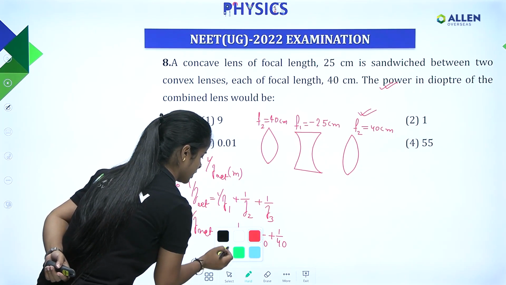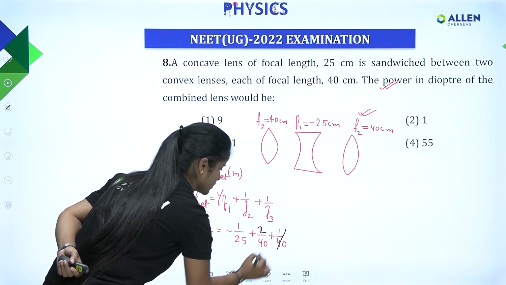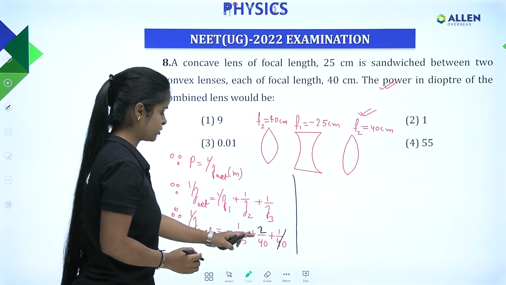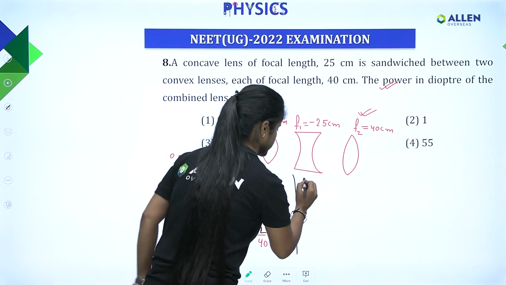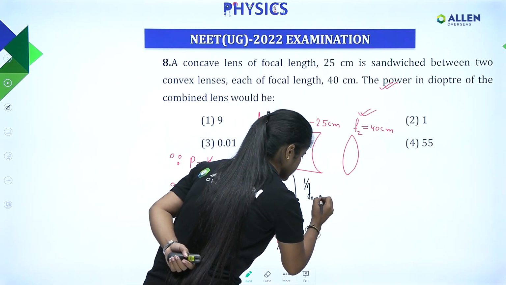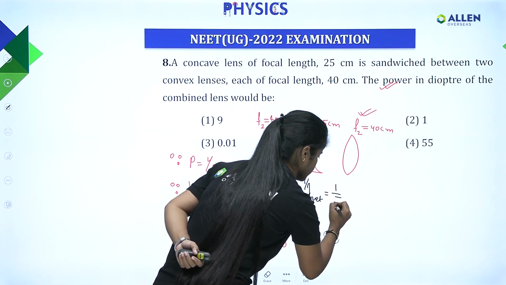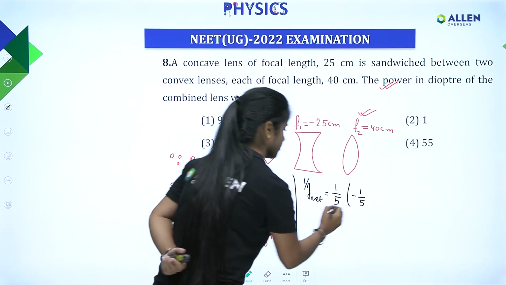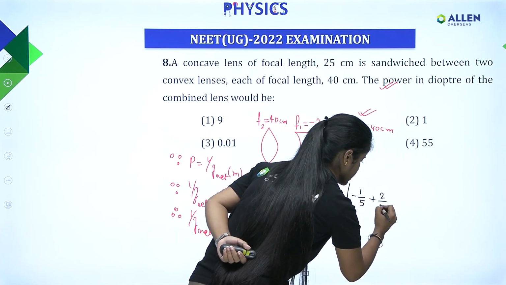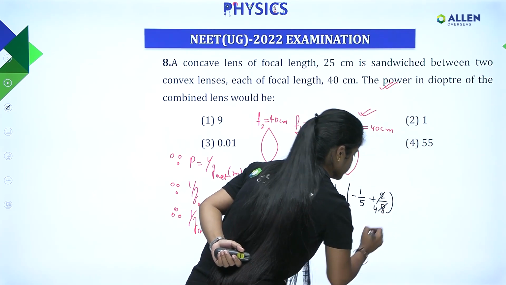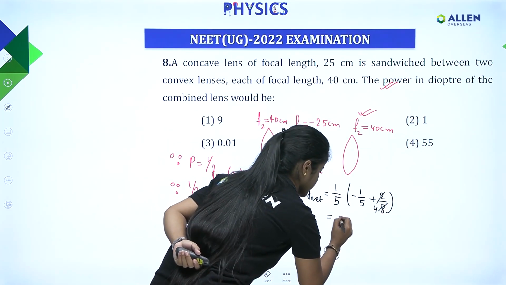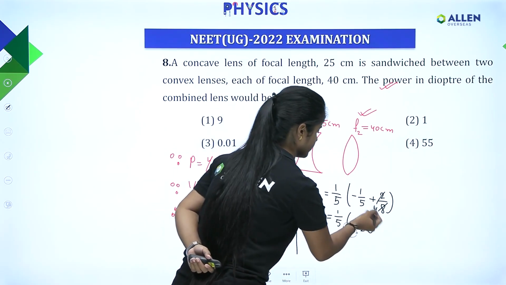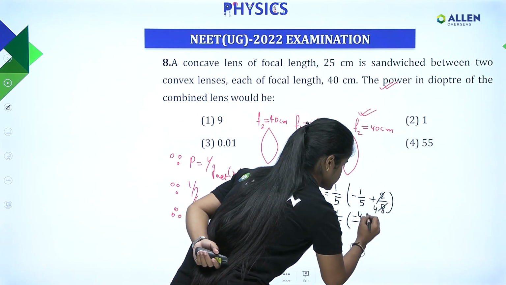So, in the next step, I can write, after combining this part, 2 by 40. Now, I am going to make it common. I am going to take common 5 from the denominator. So, 1 by F net equals 1 by 5 into minus 1 by 5 plus 2 by 8, right? And after solving this part, it will be 1 by 4. So in the next step, I can write 1 by 5 into, 5 4s are 20, and then it will be minus 4 plus 5.